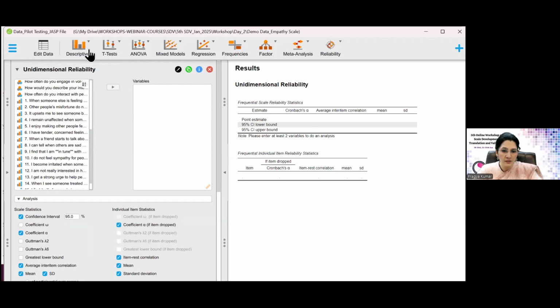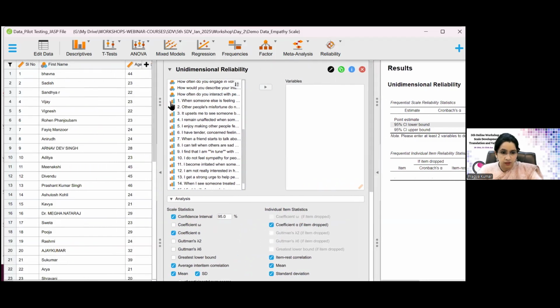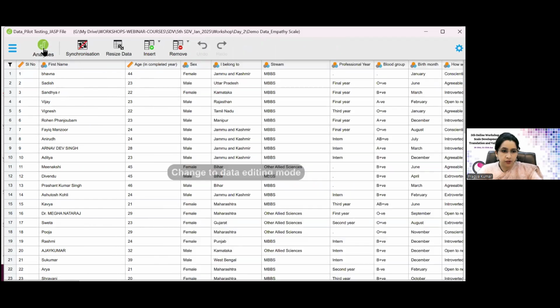If I see the data, you can see edit. If you click on data, this is the data. So these were the participants, and you can see their age, gender, state, MBBS professional year, blood group, and all. We took these.